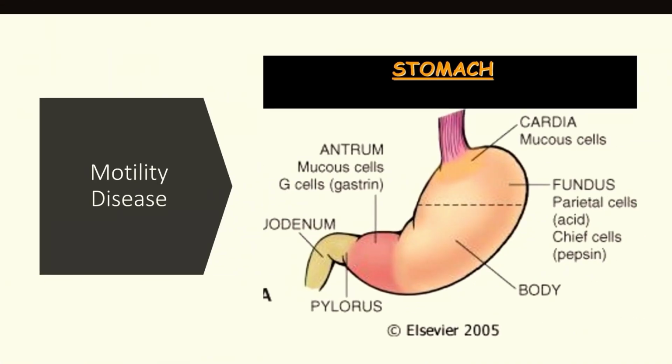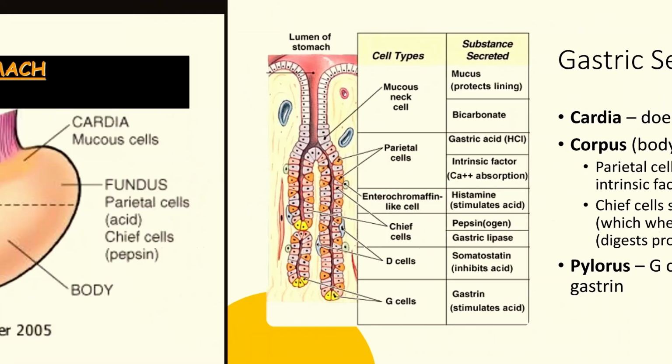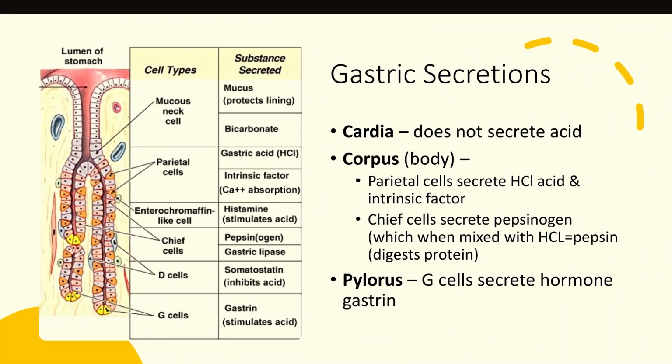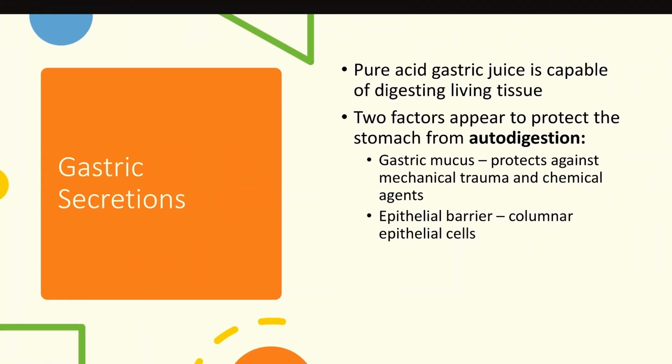So motility through the stomach, we can go either too fast or too slow. Just to review again our gastric secretions: the cardia, the top part, doesn't secrete anything. The corpus, which is the body of it, secretes the hydrochloric acid and the intrinsic factor. Chief cells secrete pepsinogen, that's for protein denaturing. And finally, the end of it is the pylorus, and we have the G cells that secrete gastrin at that point.